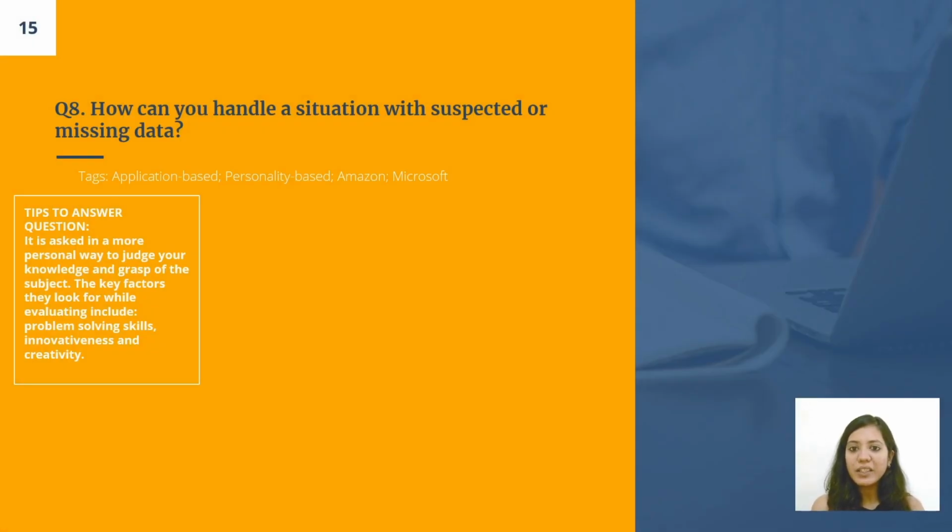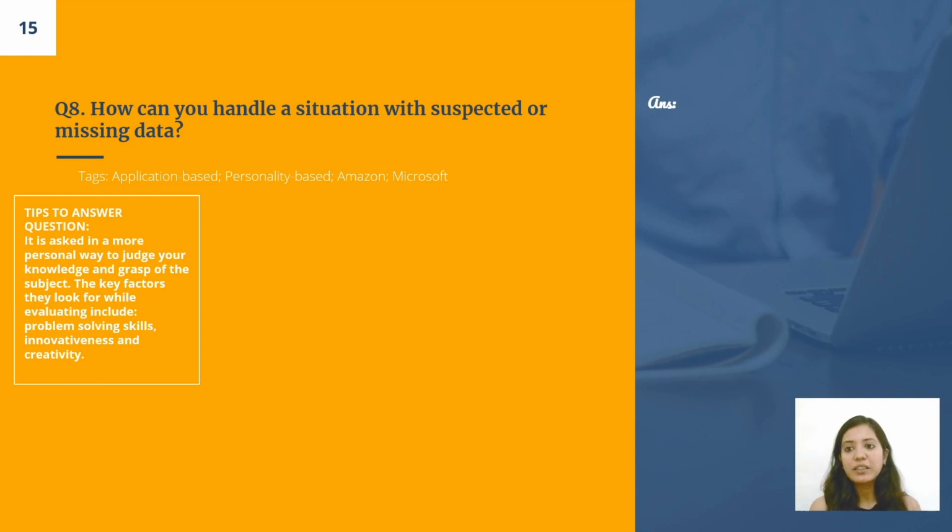Question 8. How can you handle a situation with suspected or missing data? This question we have already covered in the past, where we spoke about what imputation is. The reason I have taken this question again is to illustrate that the interviewer could be asking the question in two separate ways. If he's asking directly what is imputation, he's asking from a theoretical standpoint and it is okay to just answer that much. But if he's asking how would you handle it, the interviewer is trying to understand your mindset, your thinking process, and what your personality is like. Do you have what it takes? Have the required problem solving skills? And also how your past experiences have trained you to solve certain situations.